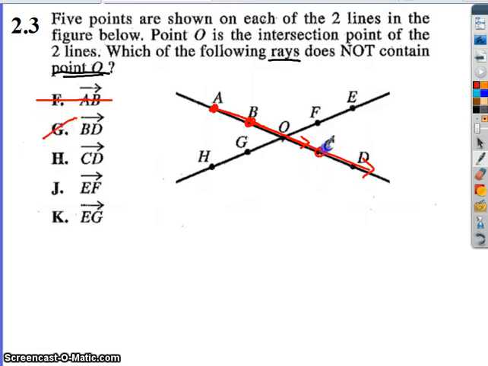CD starts at C and goes towards D. Look how O is back here behind it, if it starts at C and goes through D. So O would not be on that one. I'm going to do the other 2 just for fun because I love math. The other one starts at E and goes through F, which hits O. The other one is EG, which is technically the same thing. It starts at E and goes through G.